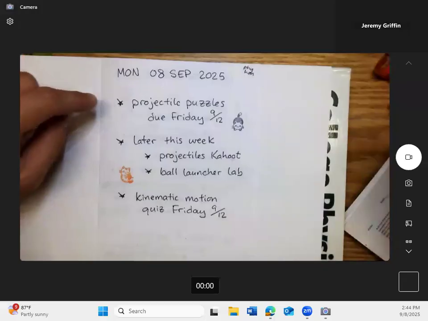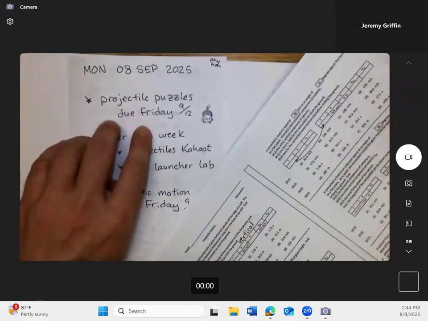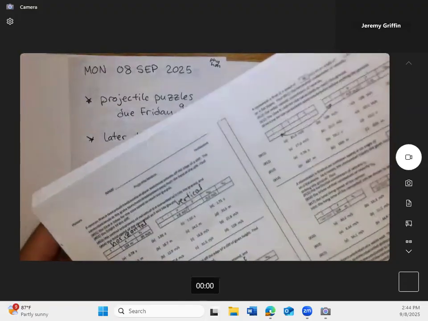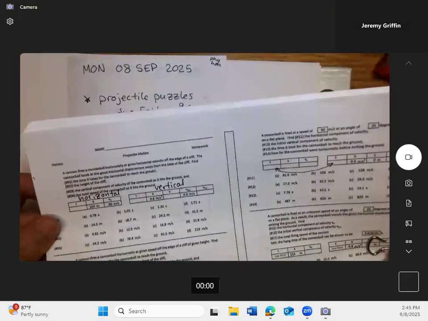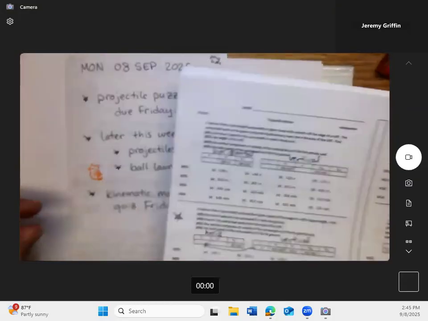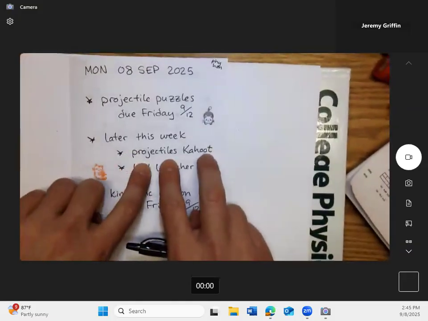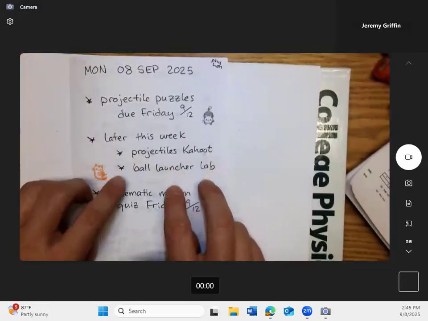Welcome back to school. So these projectile puzzles that I gave you guys last week, let's have these due this coming Friday. I'll work on as many of these with you guys as we can in class together today. Then later this week, I think tomorrow, I want to do a Kahoot with you guys. You guys remember we did one for linear motion, right? These are conceptual type questions. I've got one for projectiles and 2D motion.